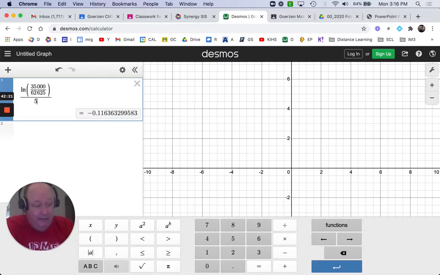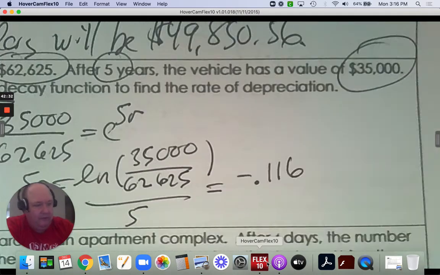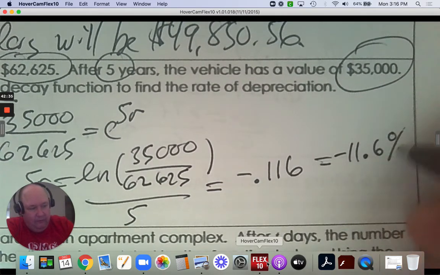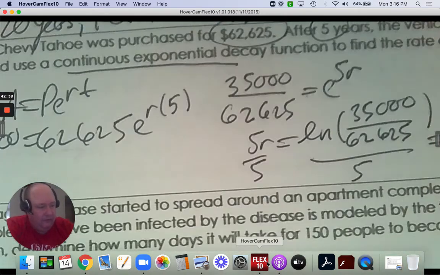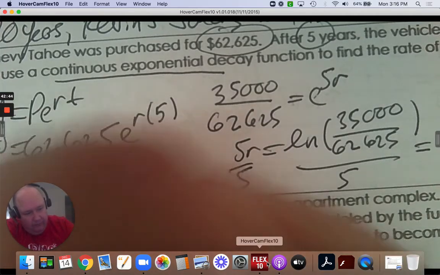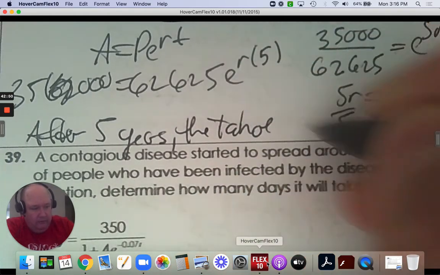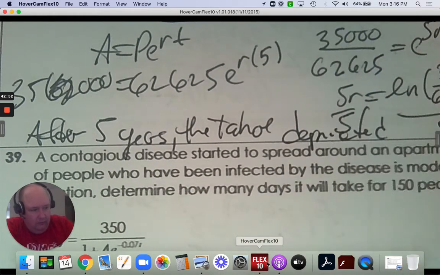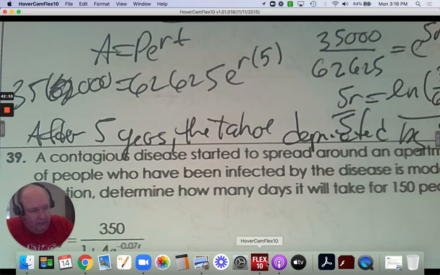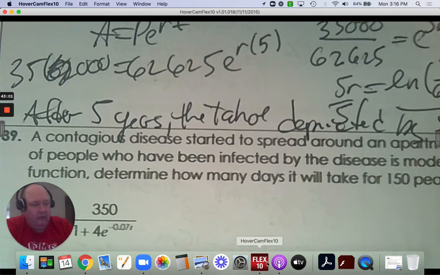So it is going to be a negative answer because it's depreciating. And then we're going to write a simple sentence at the end. So it's negative 0.116. That's the same as 11.6%. And then a simple sentence. So after 5 years, the Tahoe depreciated by 11.6%. I should have left more room for my sentence. My bad.